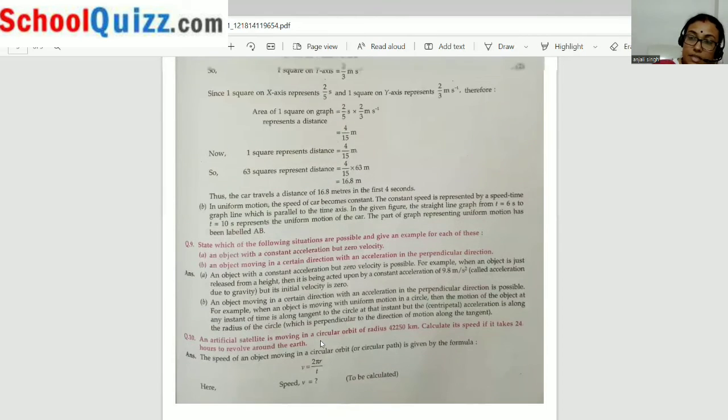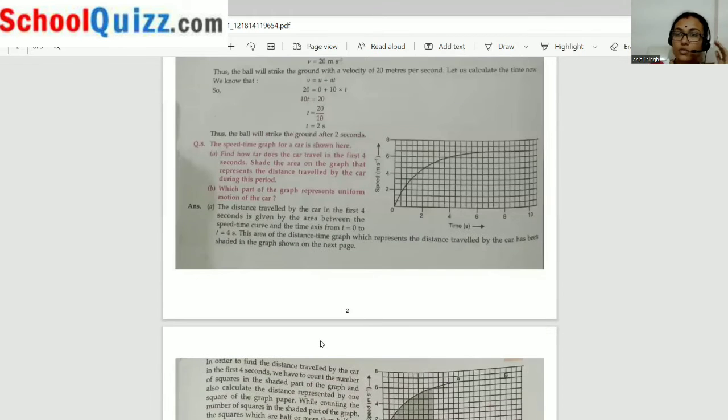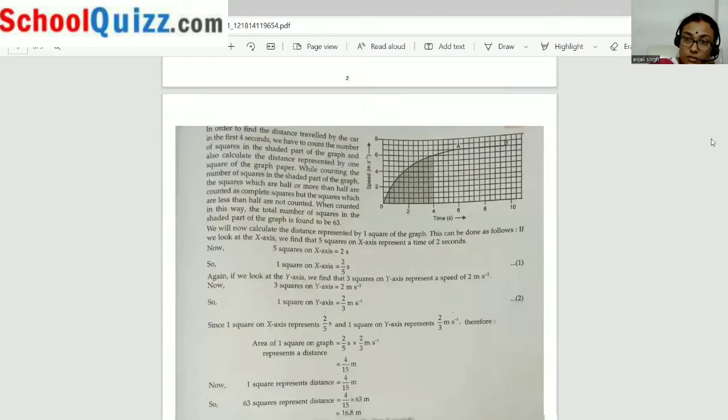So now we'll see the second question. In this question, it is very easy. You get the value of the first square on the x-axis and on the y-axis, and multiply it by the whole square, however many squares there are. Now the second part is asking: which part of the graph represents the uniform motion of the car?